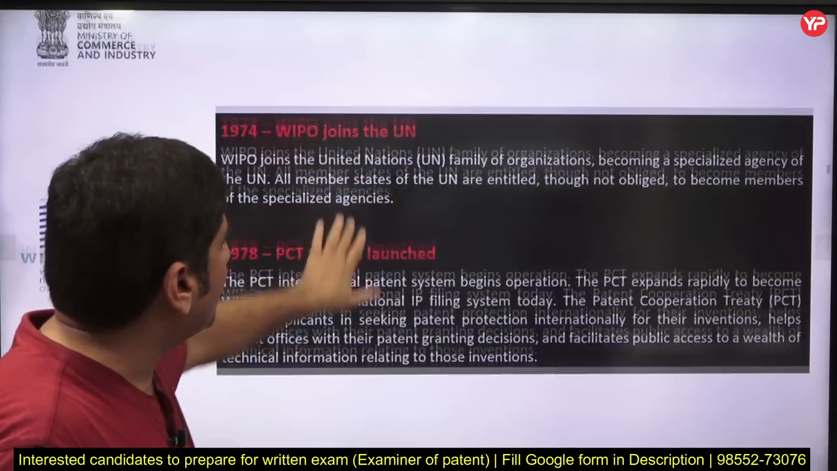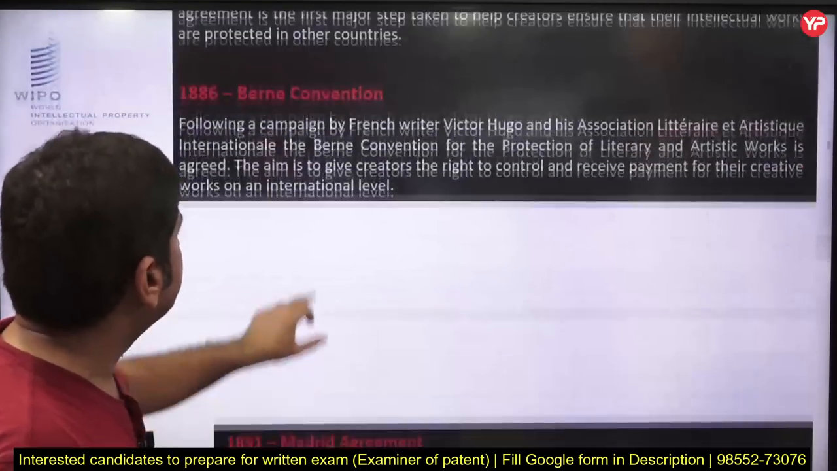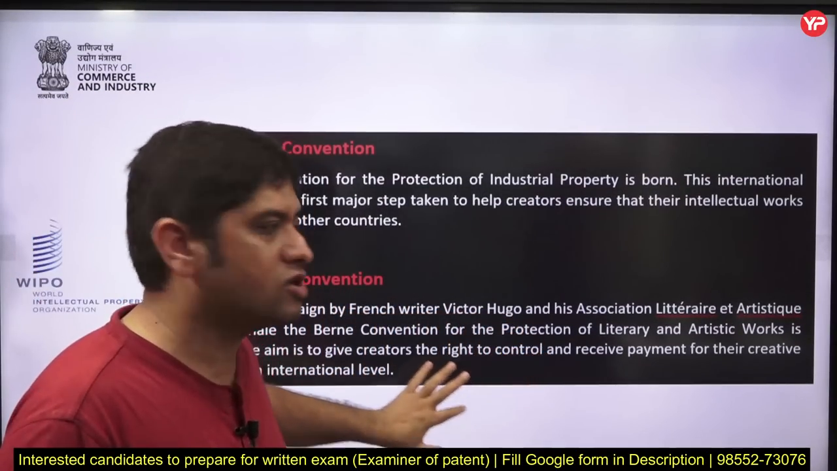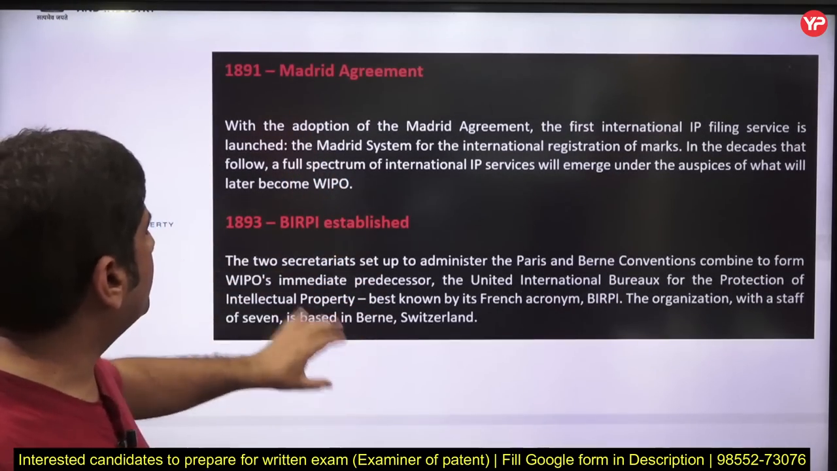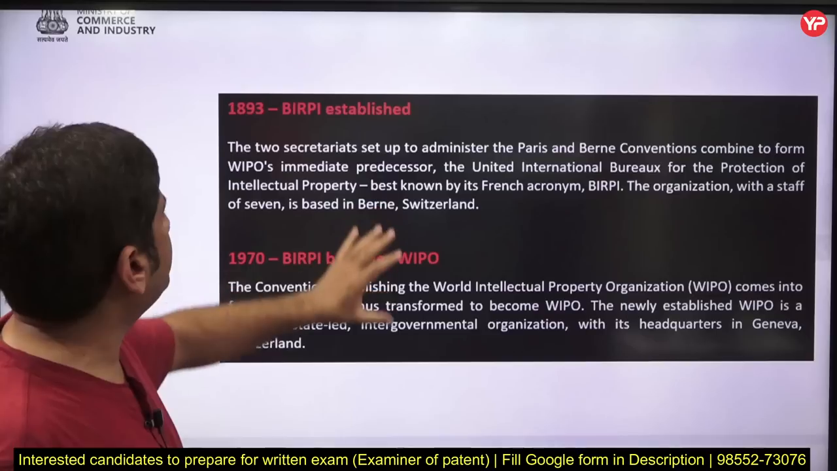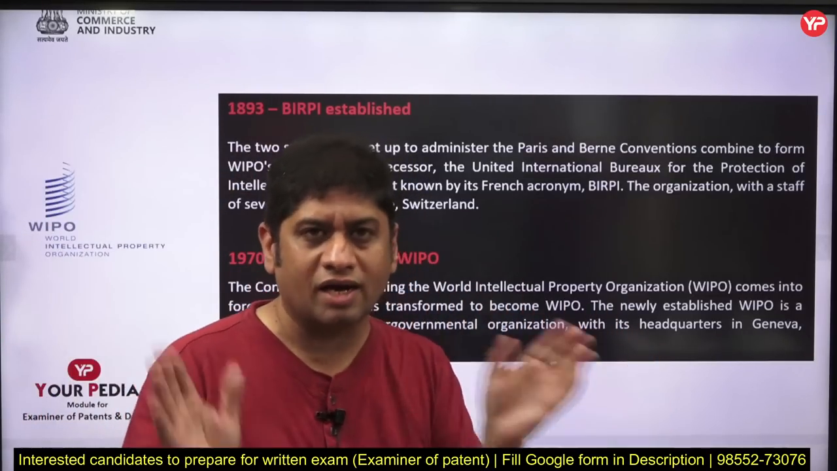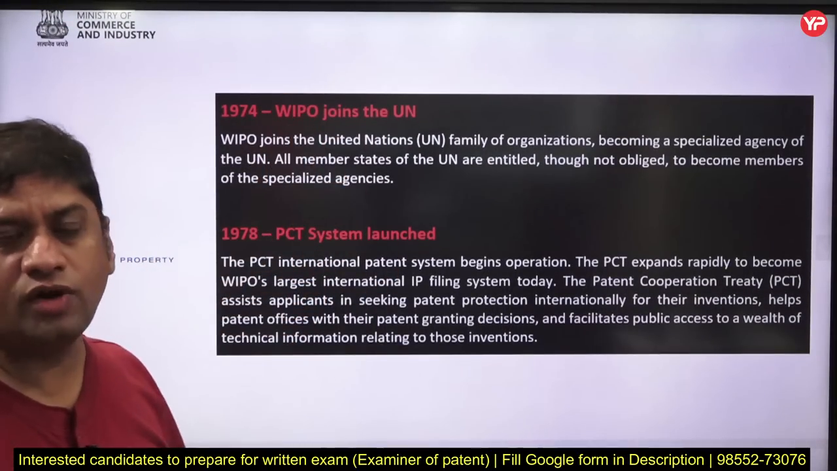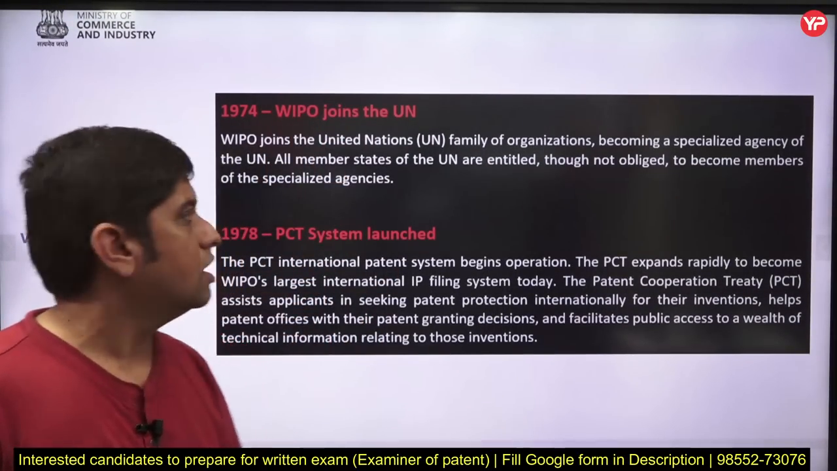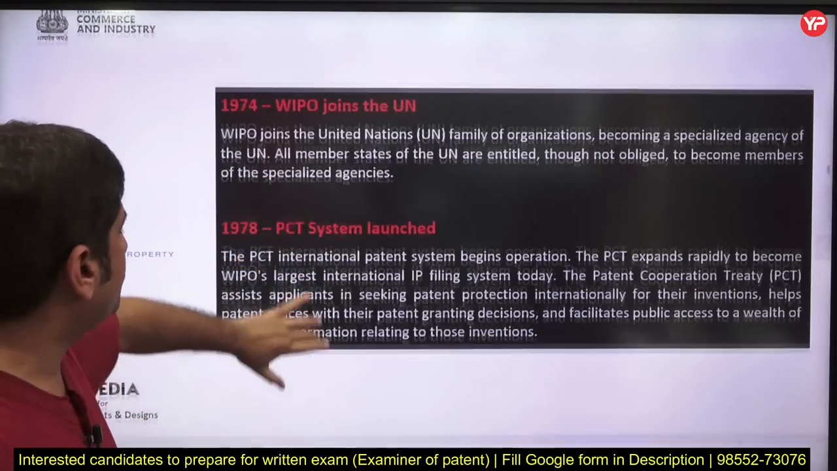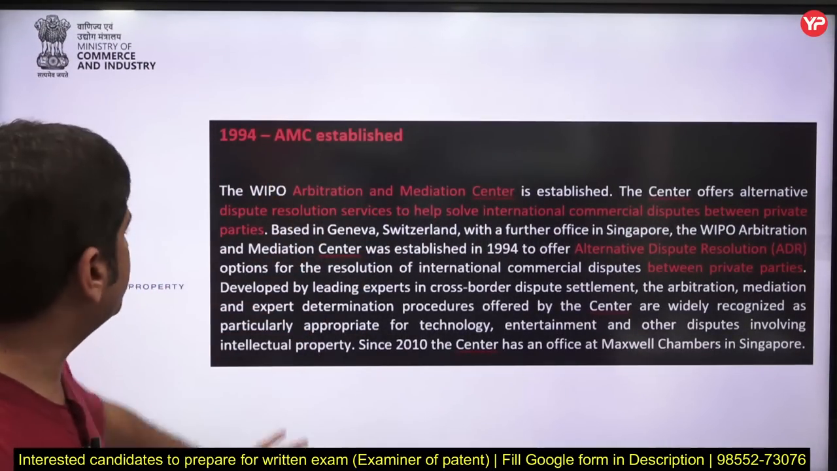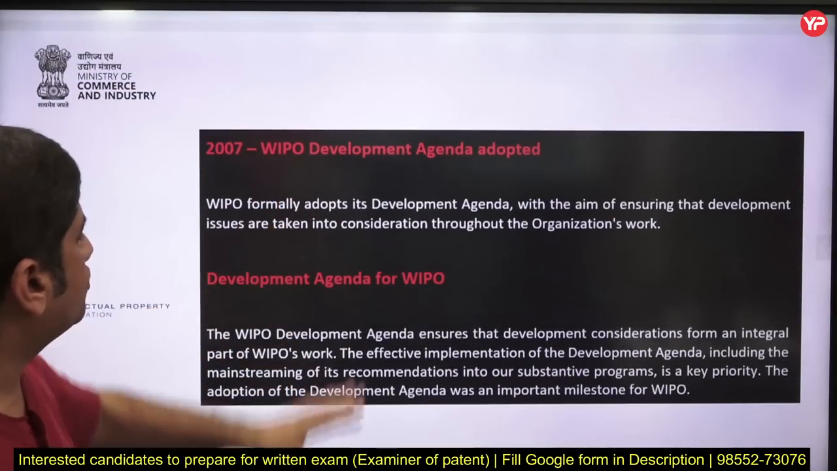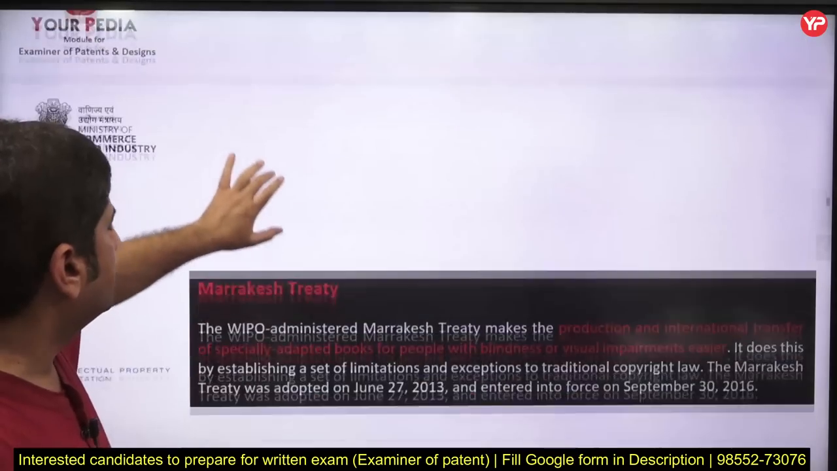Let me summarize what we have done so far. Paris and Bern conventions were the starting point for the creation of WIPO. Then the Madrid agreement happened, the BIRPI agreement happened, BIRPI was established, and BIRPI became WIPO. The earlier version of WIPO was BIRPI, which is a French name. WIPO joined the United Nations as a specialized agency in 1974. Then PCT was launched in 1978, AMC established in 1994, then the WIPO Academy in 1998, then the development agenda was adopted in 2007. This is the timeline you should know.